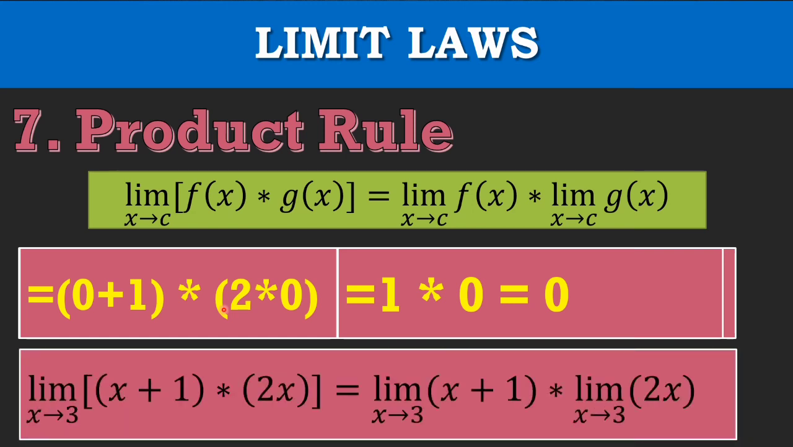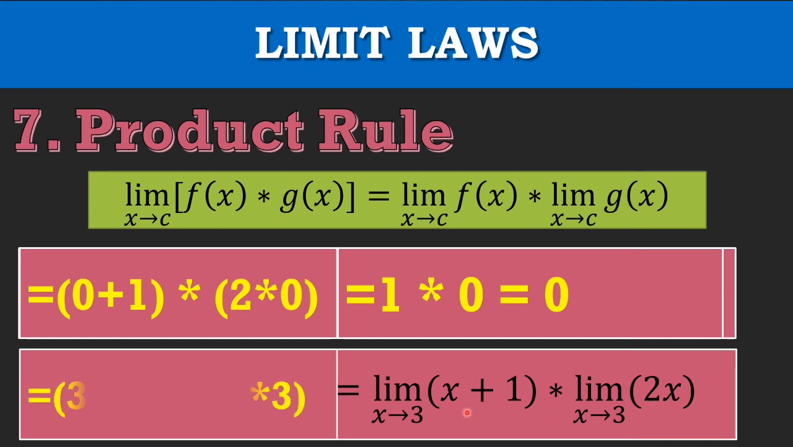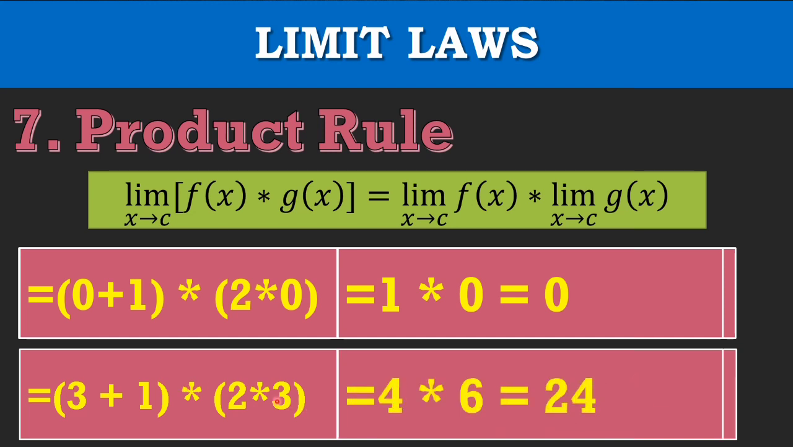Another example, limit of x plus 1 times 2x as x approaches 3. So this is your first function, which is x plus 1, times the limit of another function, which is 2x as x approaches 3. Then direct substitution, yung x magiging 3. So we get 3 plus 1 times 2 times 3. Then evaluate, 3 plus 1 is 4, and 2 times 3 is 6, and the product is 24.